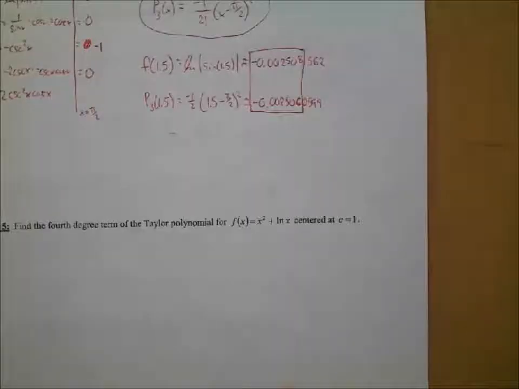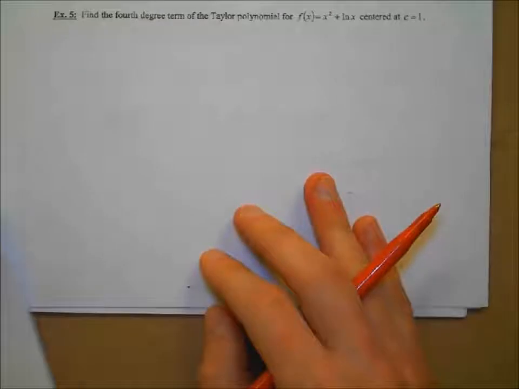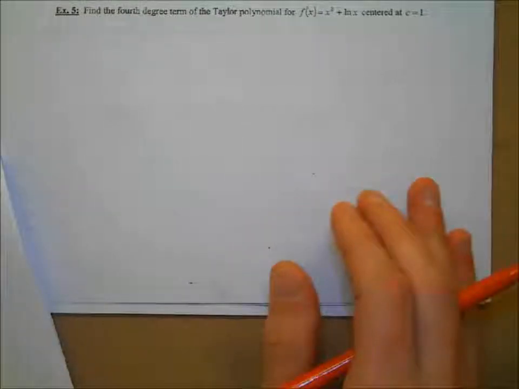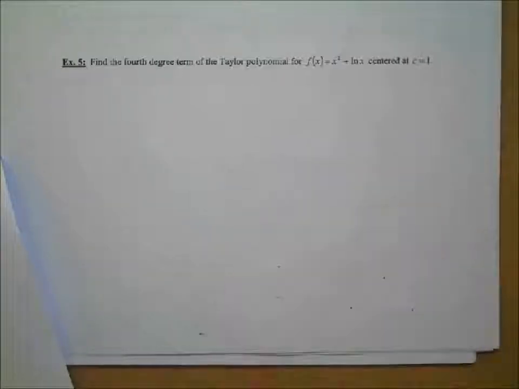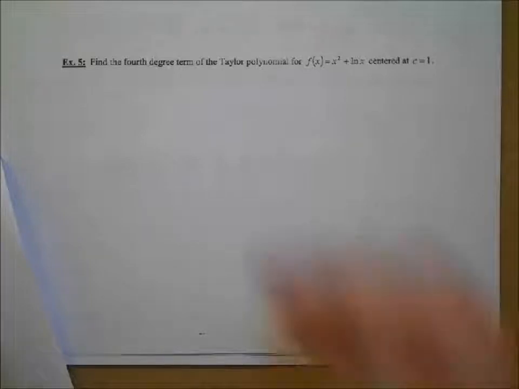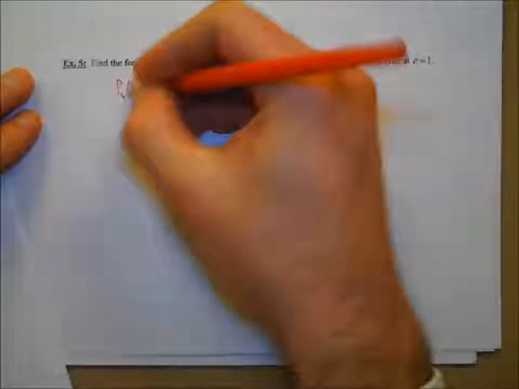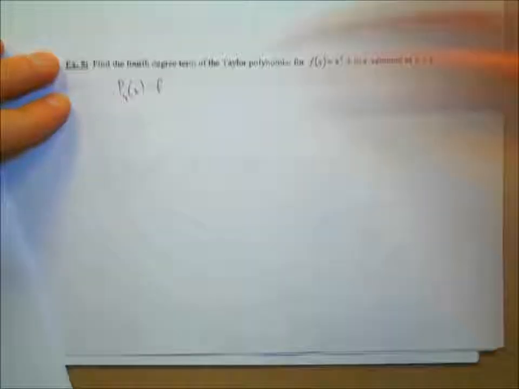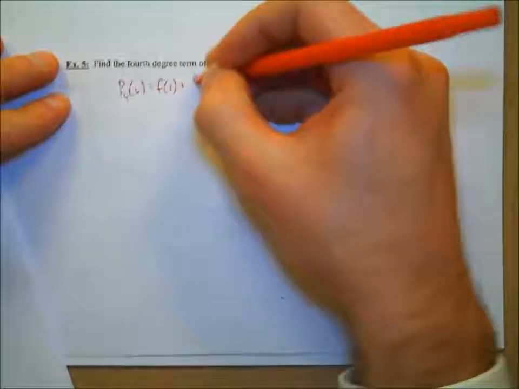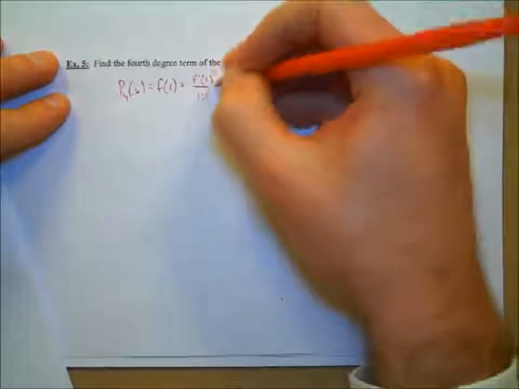Okay. So, next one here, 4th degree Taylor polynomial for f of x equals x squared plus natural log x centered at c equals 1. I'm going to have you guys try this one. So go ahead and give it a try. Example 5. See what you can do here. 4th degree Taylor polynomial, right? So again, I recommend that we set up here. So it's going to be f of 1 plus f prime of 1 over 1 factorial x minus 1.